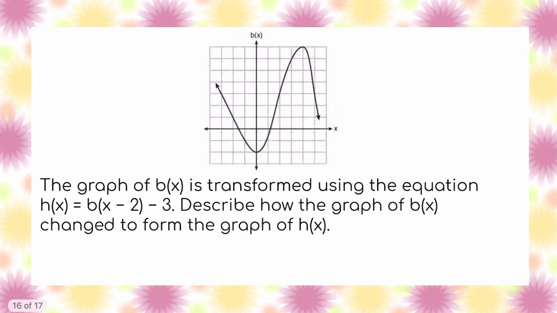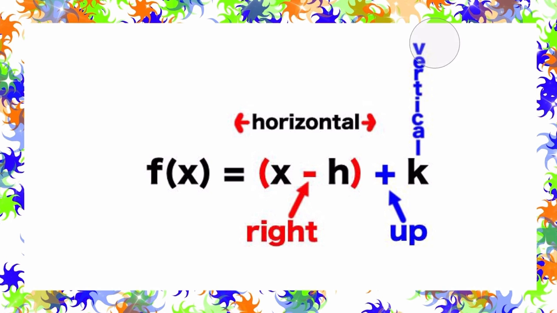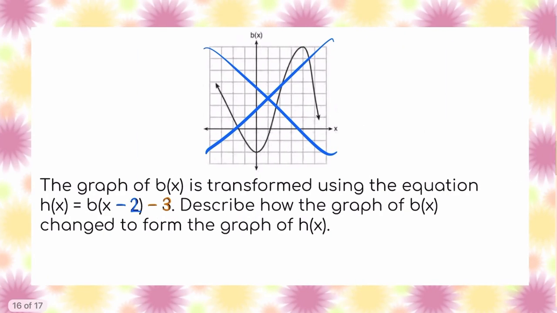All right, let's do one more. The graph of b of x is transformed using the equation b of (x - 2) - 3. Describe how the graph of b of x changed to form the graph. This sounds way worse than it is. You don't even need this graph here. They're just asking you, what does it mean when you have a -2 inside parentheses and a -3 outside of parentheses? How can you describe that movement?